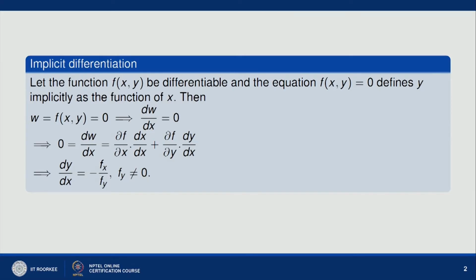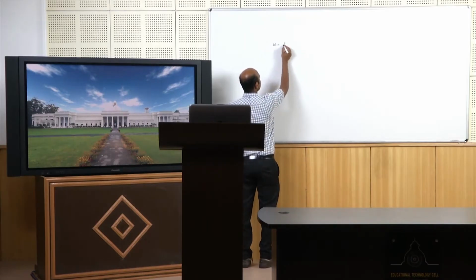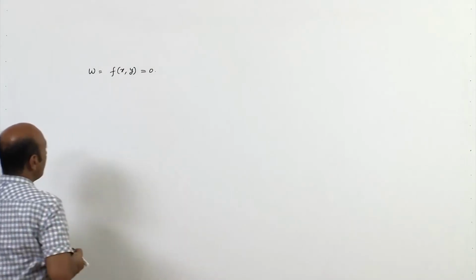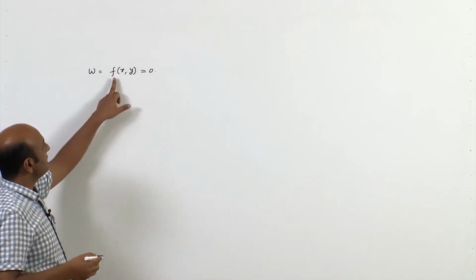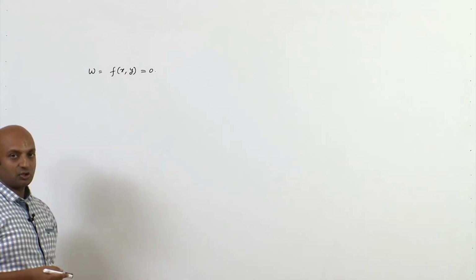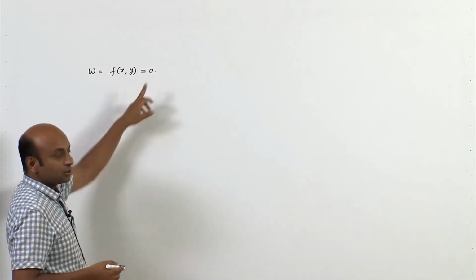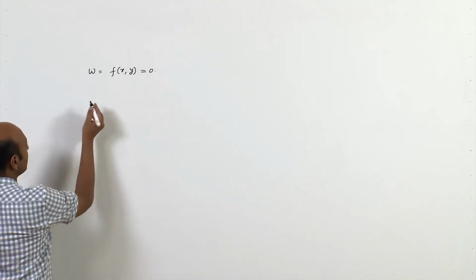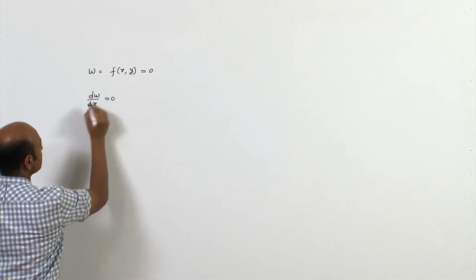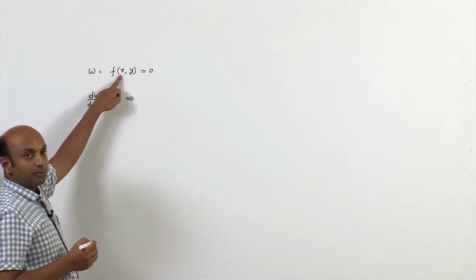Here we are taking w as a function of x and y, which is equal to 0. We are assuming that this function is differentiable and we can express y implicitly as a function of x. Now differentiate both sides with respect to x. So what will we obtain? dw by dx will be 0, of course.